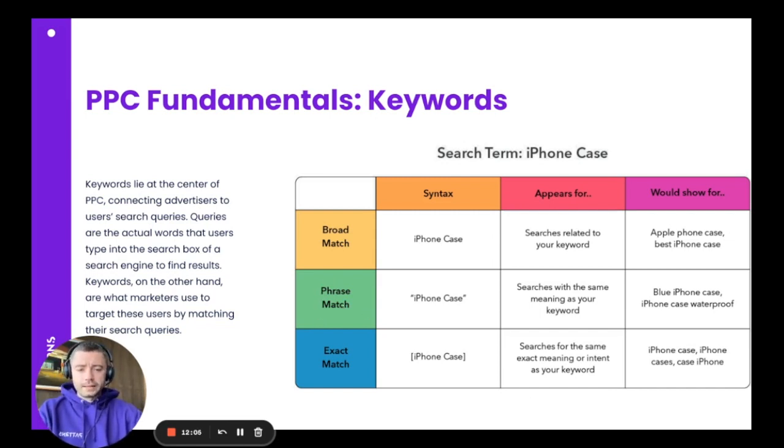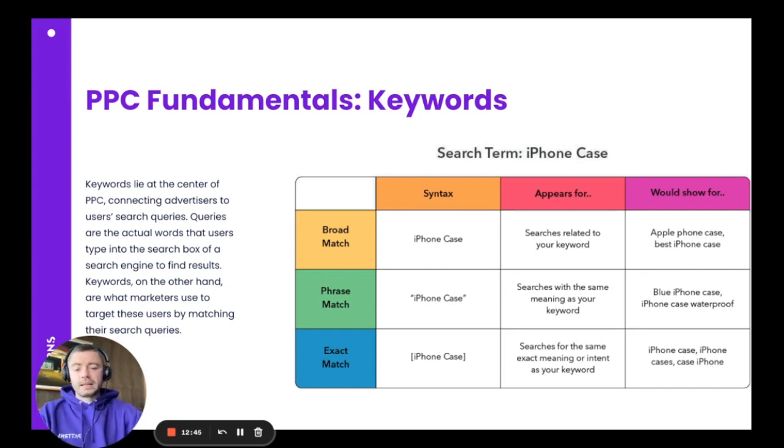Now, phrase match is similar to exact match, but it allows us to be a little bit more flexible. So you can see here that what will happen in the case of phrase match is we will say trigger a search or trigger an ad when the search term that someone puts into Google contains the phrase iPhone case. Now, what that might mean is we have blue iPhone case, red iPhone case, or in this case, iPhone case waterproof. The key thing to remember here is that as long as the word or the phrase iPhone case appears, it will trigger.